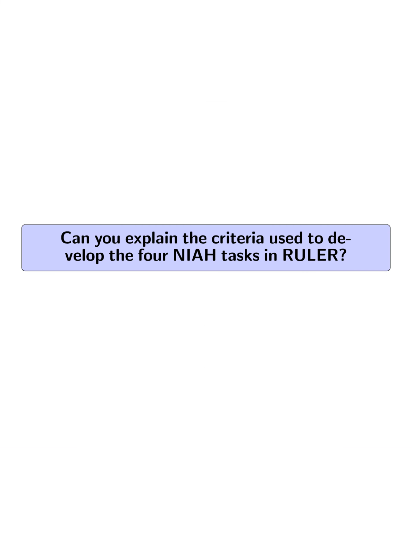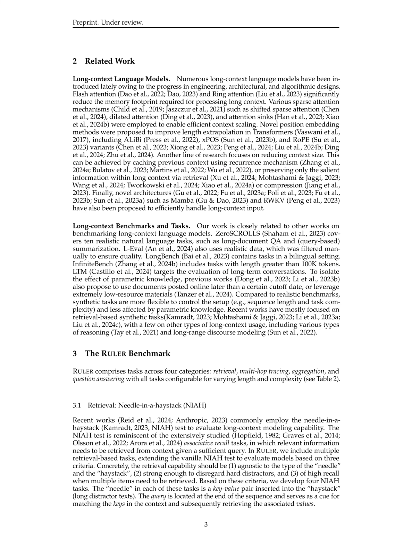Can you explain the criteria used to develop the 4 NIAH tasks in Ruler? The criteria used to develop the 4 NIAH tasks in Ruler are based on 3 key aspects to evaluate the model's retrieval capability comprehensively. Firstly, the retrieval capability should be agnostic to the type of the needle and the haystack, ensuring that the models can effectively retrieve information regardless of the specific content.